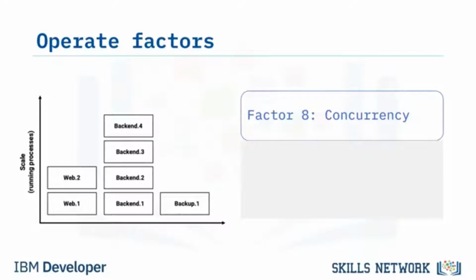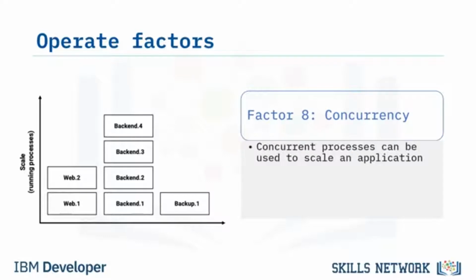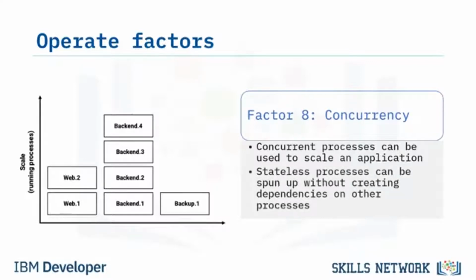Next are operate factors. Let's begin with factor 8, concurrency. Processes are first-class citizens in a 12-factor app because they are the unit of execution. An application runs concurrent processes to handle increased load. Since processes are stateless and share nothing, an application can start additional processes to handle incoming requests and load without creating interdependencies among processes. You can add or subtract processes to handle concurrency needs.